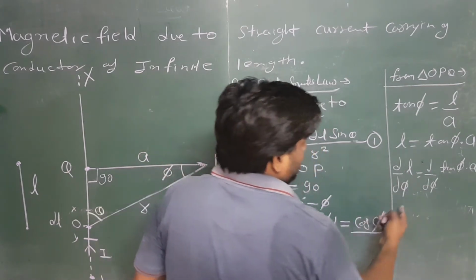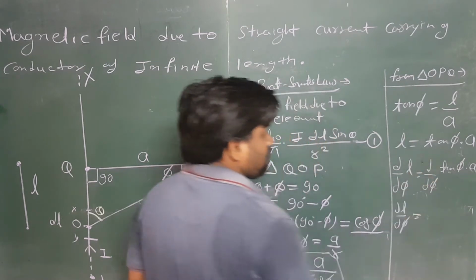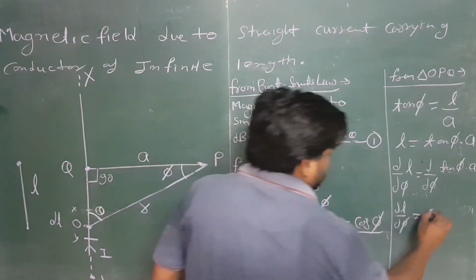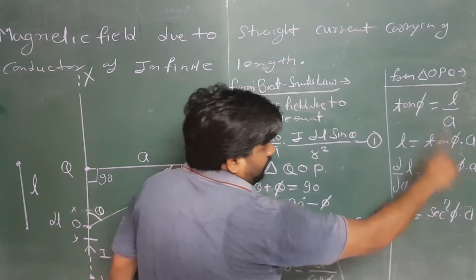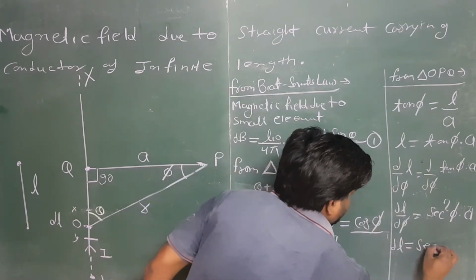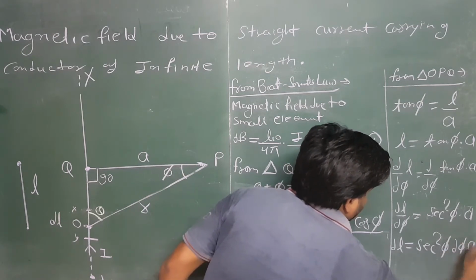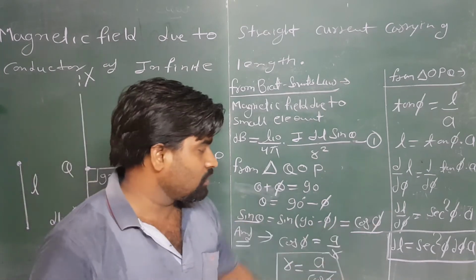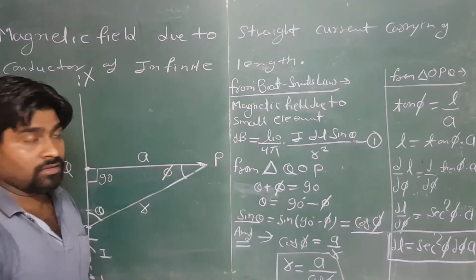So dl by d phi you can write here, and the differentiation of tan phi is equal to sec square phi. So we will write here sec square phi dot A, and the d phi you can shift there. So dl is equal to sec square phi d phi dot A. So these things got changed. The dl is equal to sec square phi dot d phi dot A. So you can write it together with me.